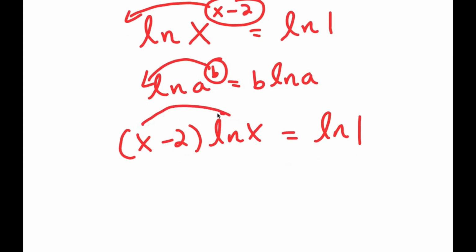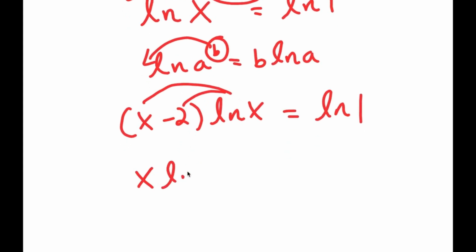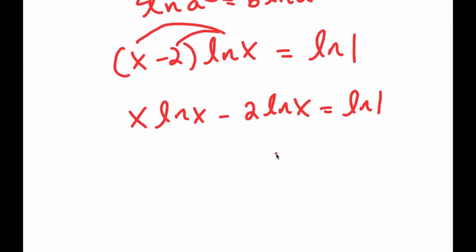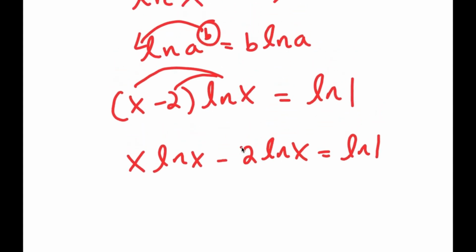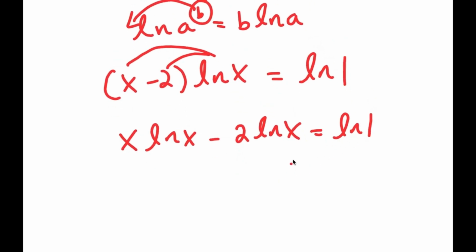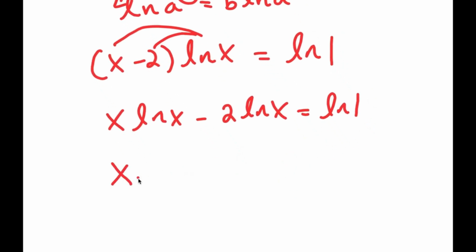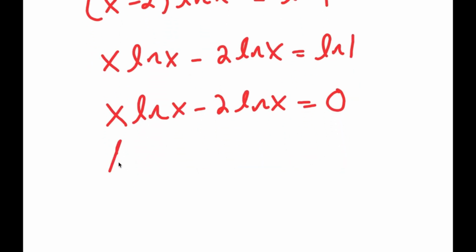Now I can distribute the ln x, so I get x times ln x minus 2 times ln x is equal to ln 1. And ln 1 equals 0. So now I get x times ln x minus 2 times ln x is equal to 0. Now, I'm going to go back and factor out ln x. So I get ln x times x minus 2 is equal to 0.